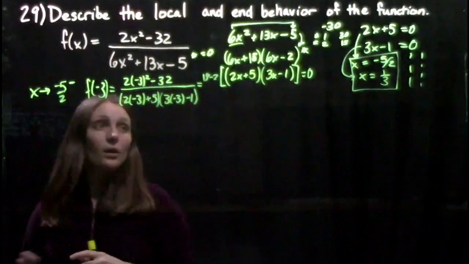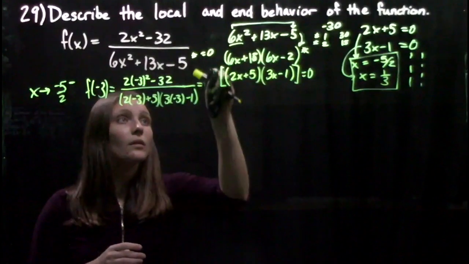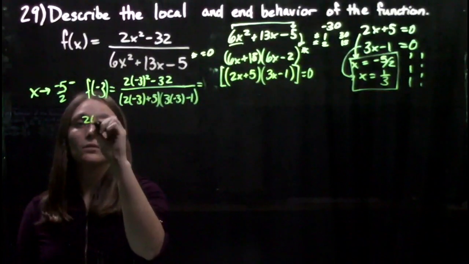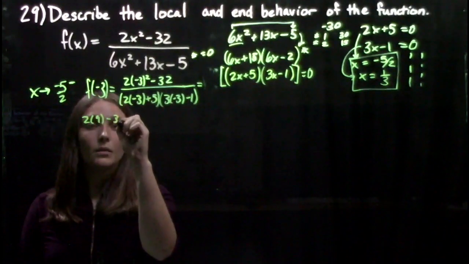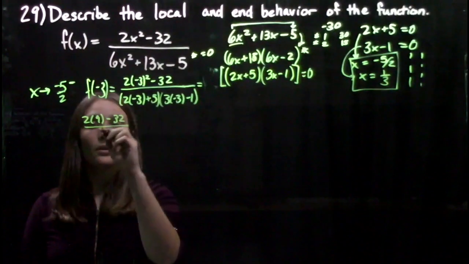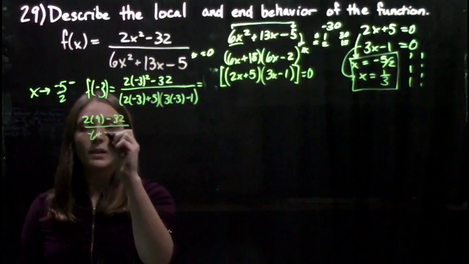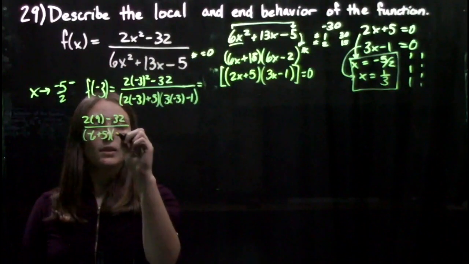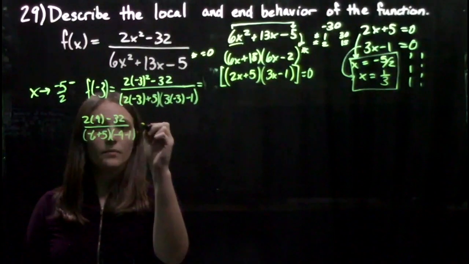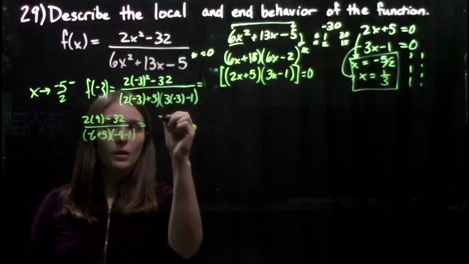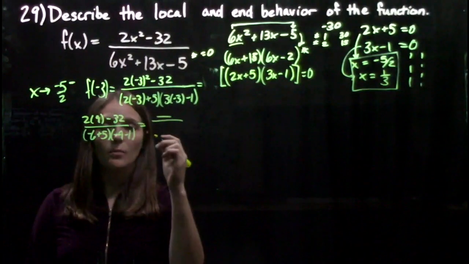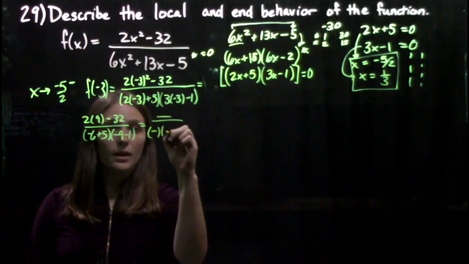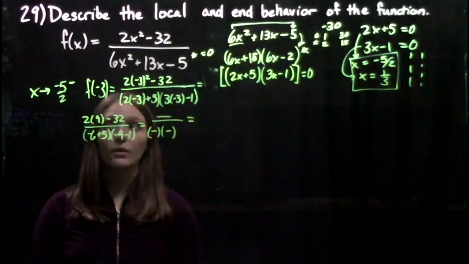Actually, I'm going to go ahead and write that over here. So we've got 2 times 9 minus 32 over, let's see, that's a negative 6 plus 5 times negative 9 minus 1. And you'll see that on the top, we have a negative number. On the bottom, we have a negative times negative, and we're only looking for this one.